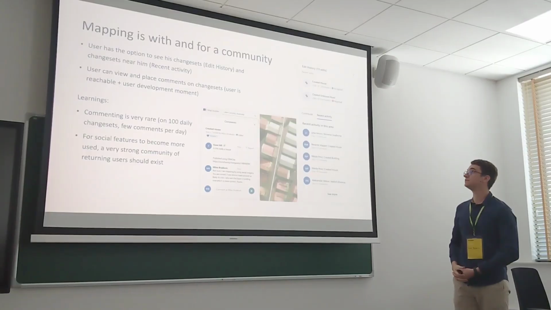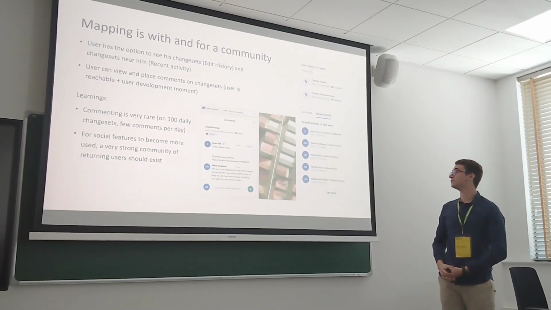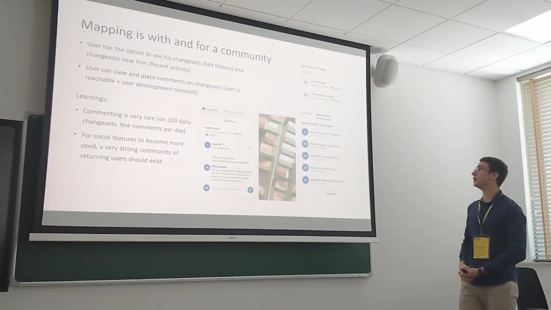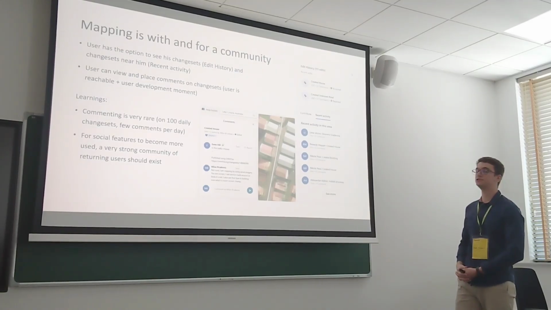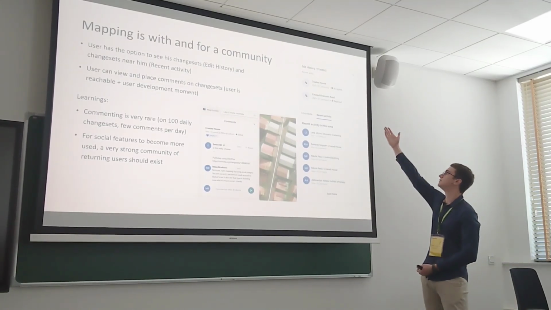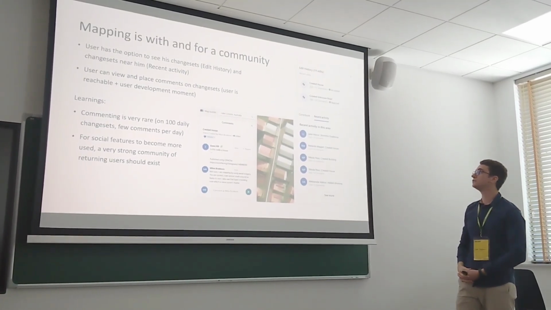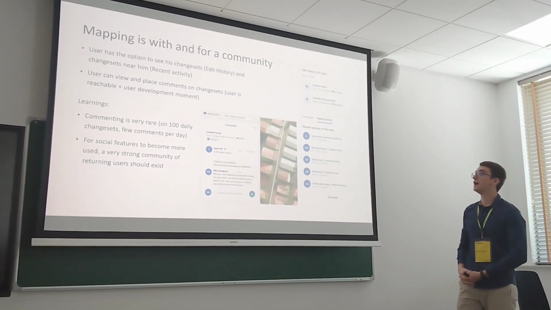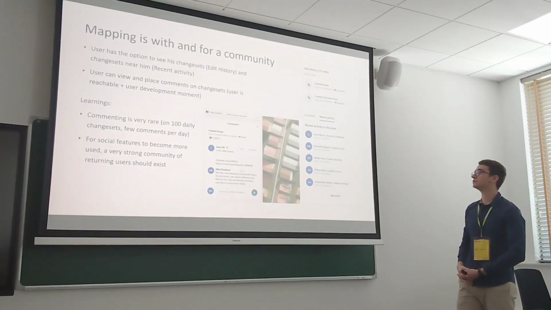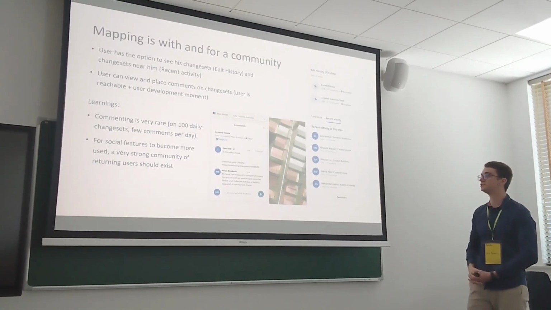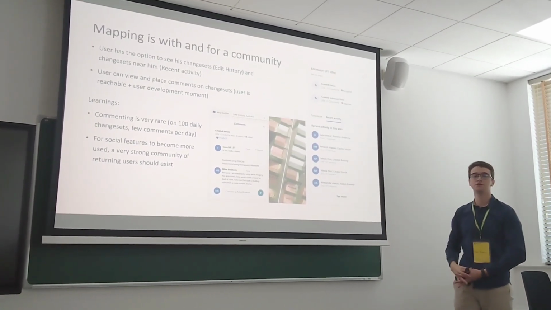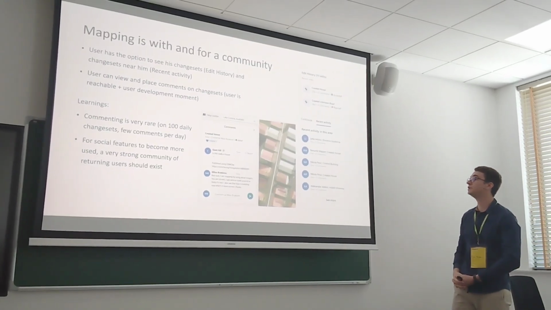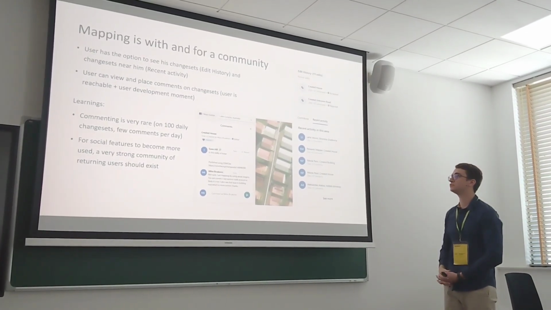And finally, mapping is with and for a community, and so for this we added a couple of features. The feature for user to view his own change sets, so this is something that we call history, and for user to view the change sets near him, so this is called the recent activity. And also, when a user views any change set, he can place a comment or he can receive a comment from the community. And that means that user would be reachable.